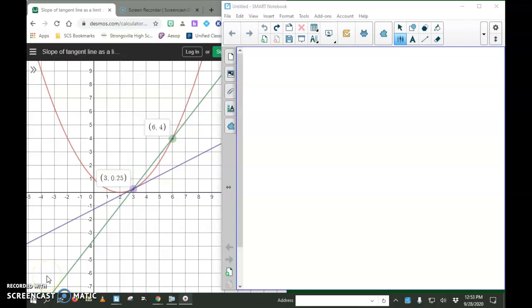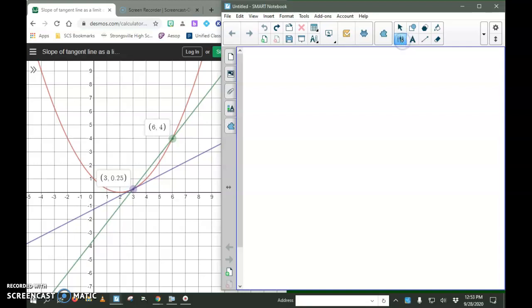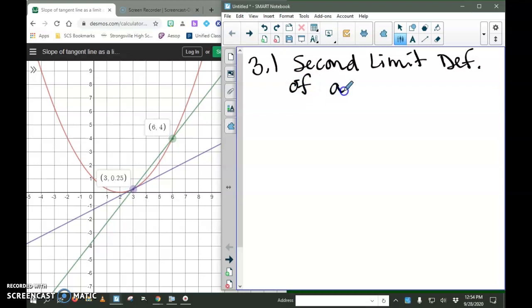Okay, so as I mentioned before, there are two limit definitions of a derivative. And so this is still 3.1, but we're talking about the second limit definition of a derivative. And recall that a derivative is the slope of the tangent line. The problem is a tangent line only crosses a curve at one point.